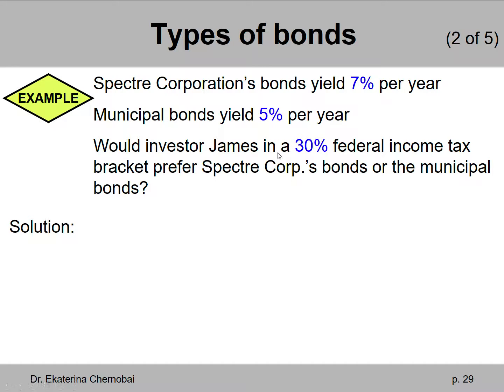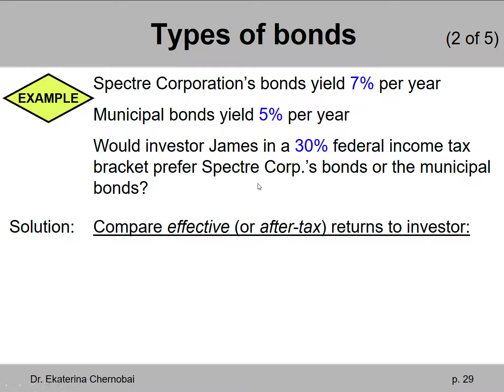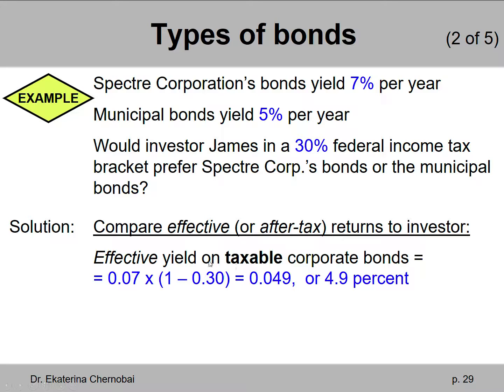But wait a second, remember, corporate bonds are taxed. So it could be that after taxes, the return on these corporate bonds is below 5%. So let's check that. We need to compare the after-tax or the effective returns to this investor. Corporate bonds are taxed, and so after taxes, the return will be only 4.9%, which is calculated by taking the before-tax return, 7%, which is given, and multiplying by 1 minus 0.3, the 30% tax rate.